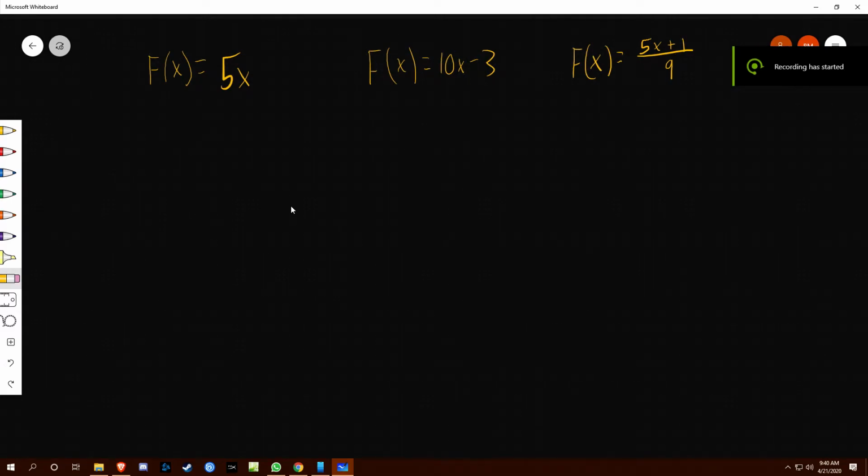All right, we're going to go ahead and do inverses. That's Algebra 2, Semester 1, Unit 441. And we're going to solve for inverses. So we're given f of x equals 5x.